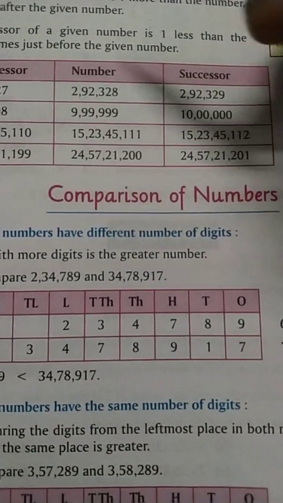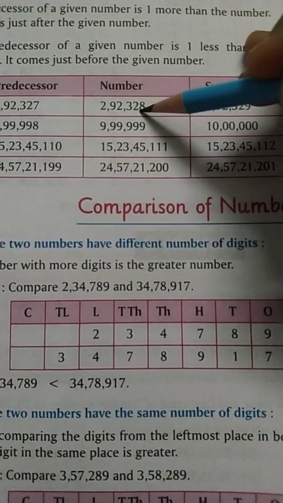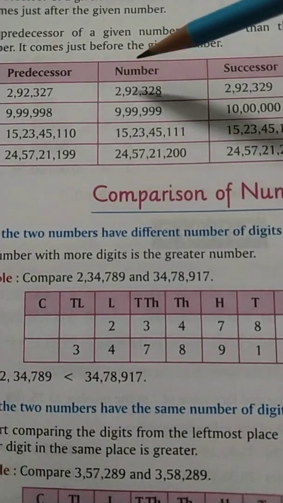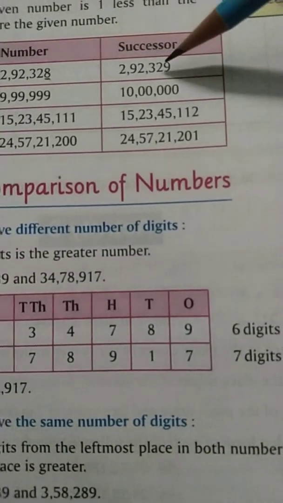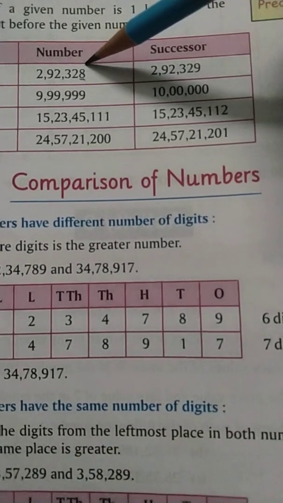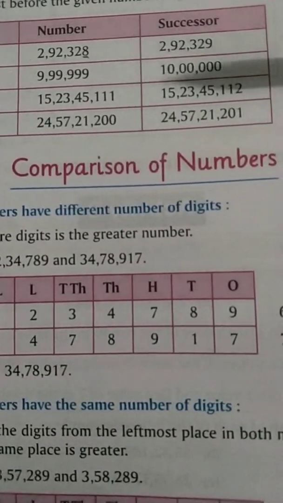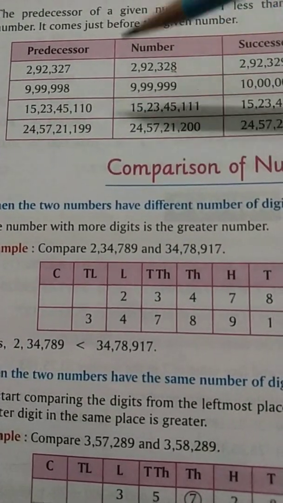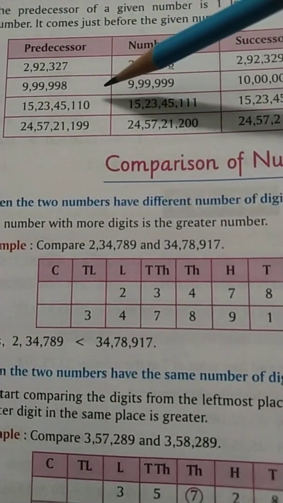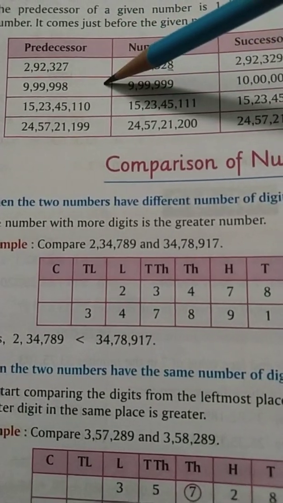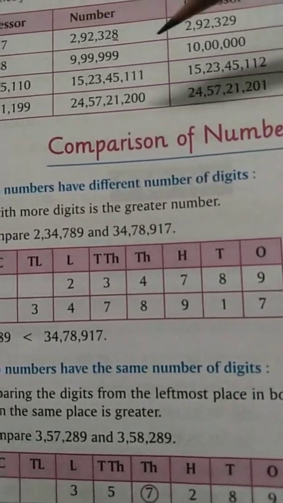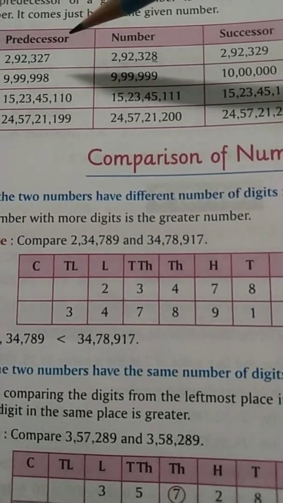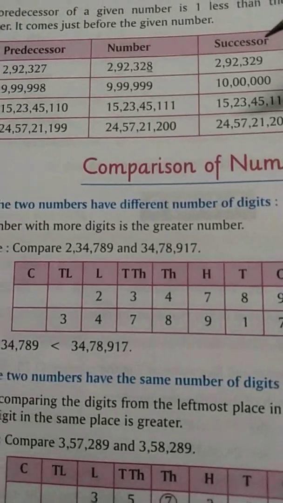For example, the number is given 2,92,328. What I need to look at? I need to look at the number at 1's place. To find the predecessor, I'll subtract 1, that is 7, and the rest will remain the same. And to find the successor, I'll add 1 to the number at 1's place, that is 8, and it will become 9 and the rest will remain the same. In the same way, to find predecessor, we will subtract 1 from the given number, and to find successor, we will add 1 to the given number. Predecessor means to subtract, successor means to add, right?